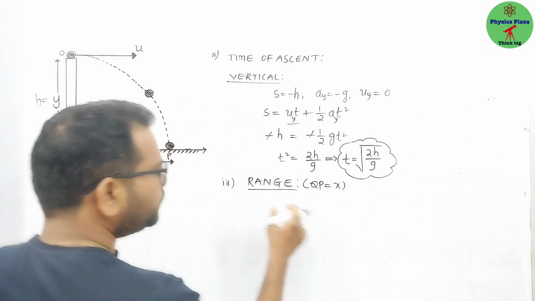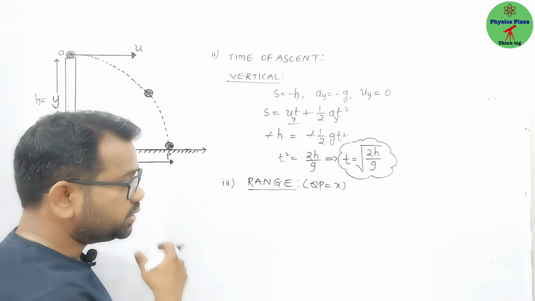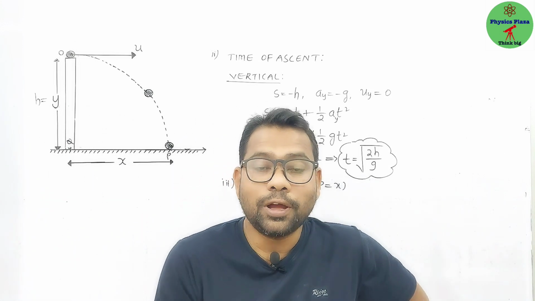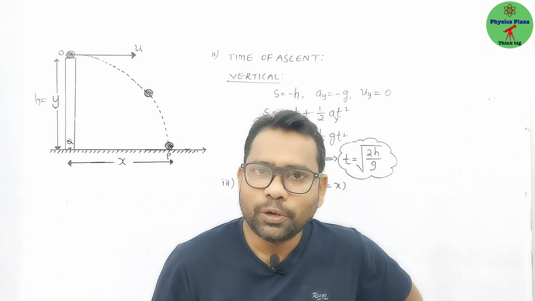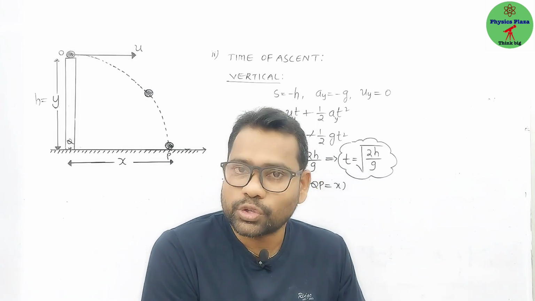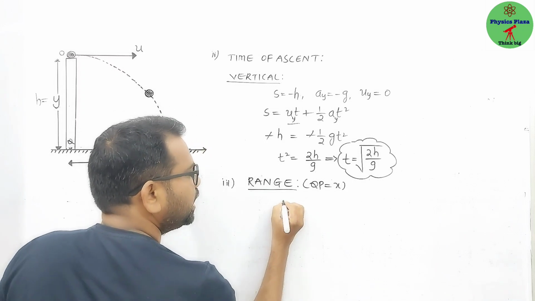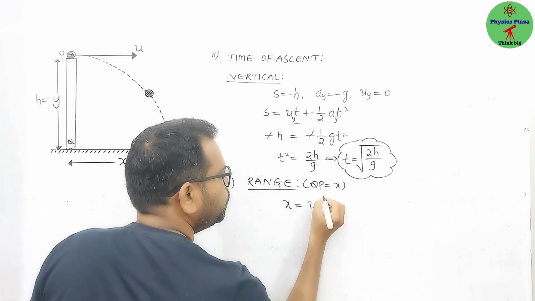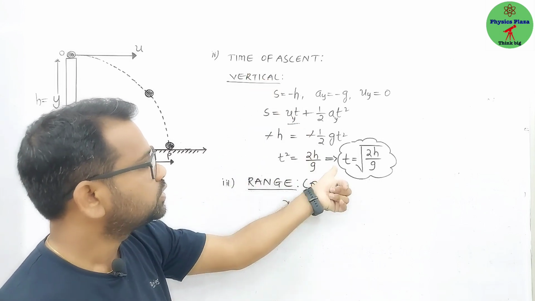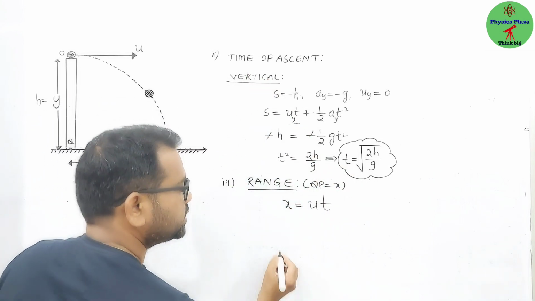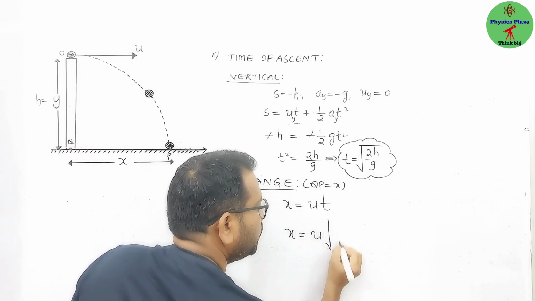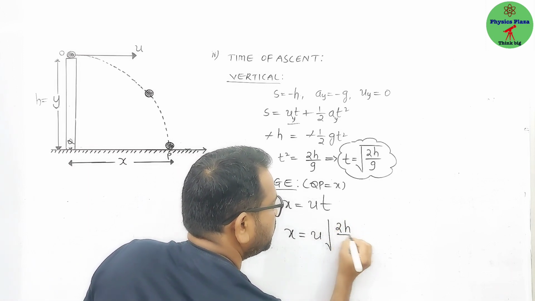Okay, fine. Now, to calculate the horizontal range, we need to consider horizontal motion. We know that horizontal motion is a uniform motion. So there you can write directly x is equal to u into t. This t we have already derived, so let us substitute it here. So x is equal to u into square root of 2h by g.